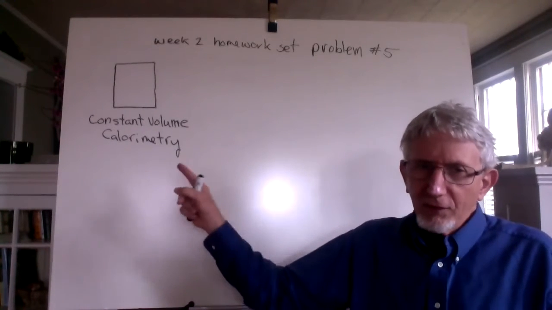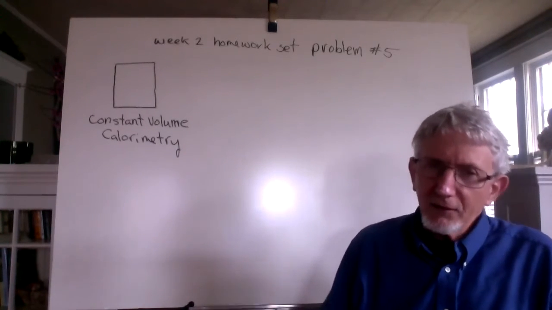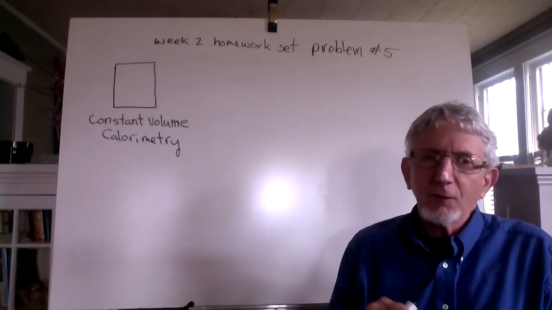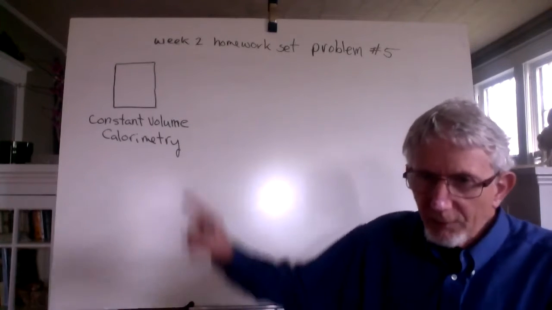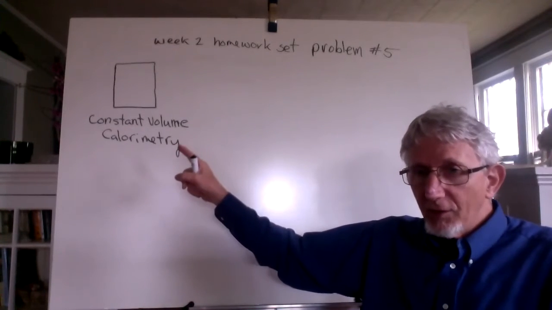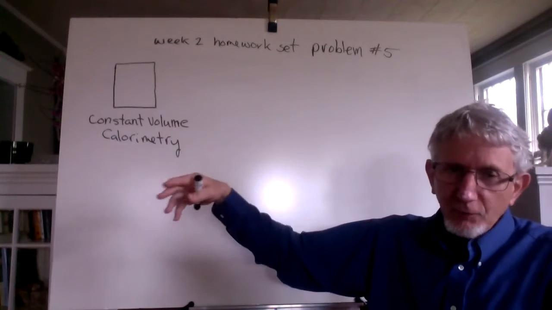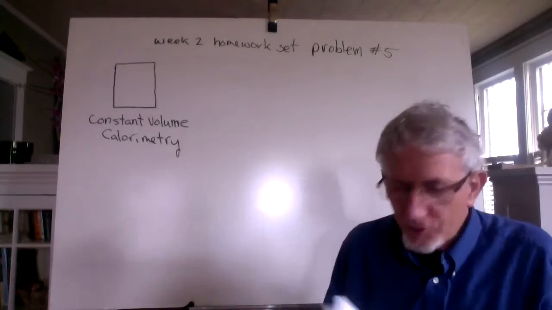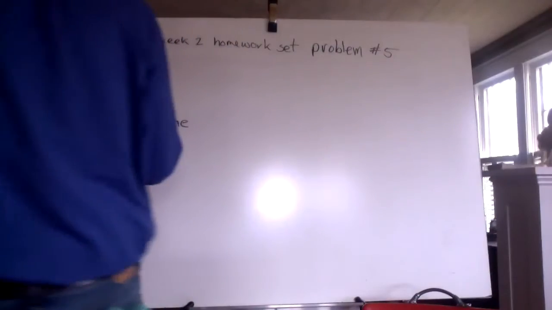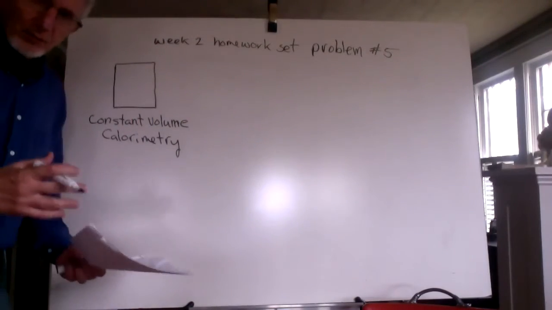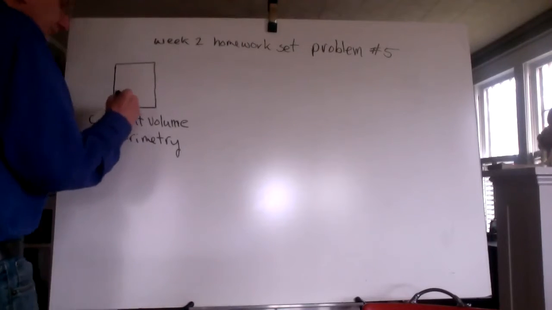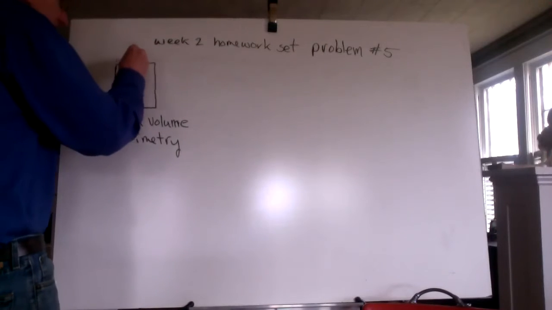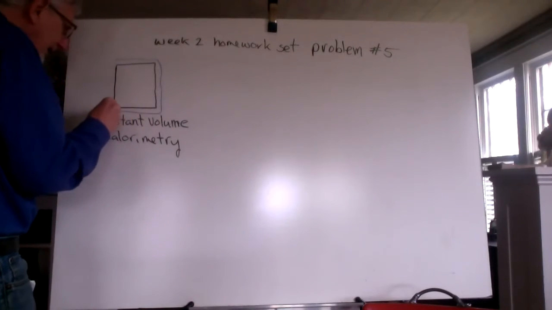This is a constant volume calorimeter, and it's somewhat different, and the calculations required for this kind of problem are a little bit different than what we did with the constant pressure. Let me describe what a constant volume calorimeter is. It is an instrument that is actually just a rigid steel box. I should state right off the bat that the box is insulated, wrapped in insulation.